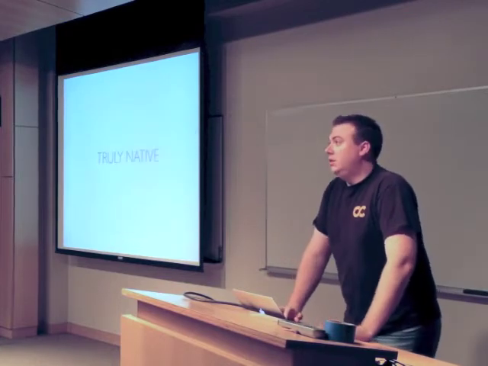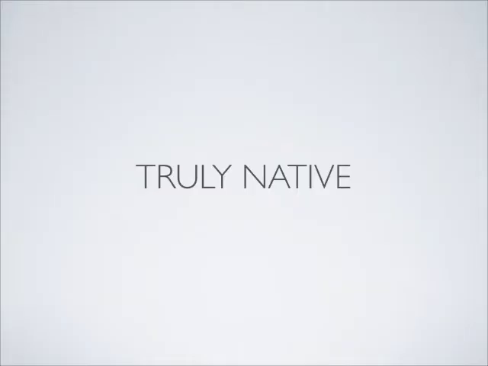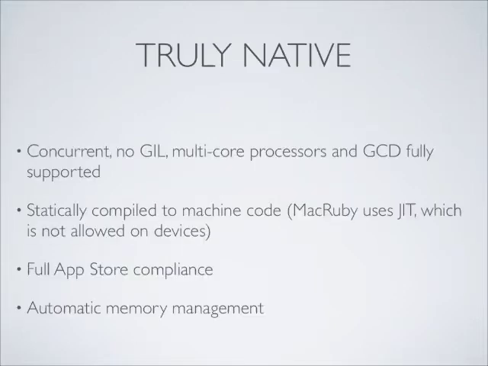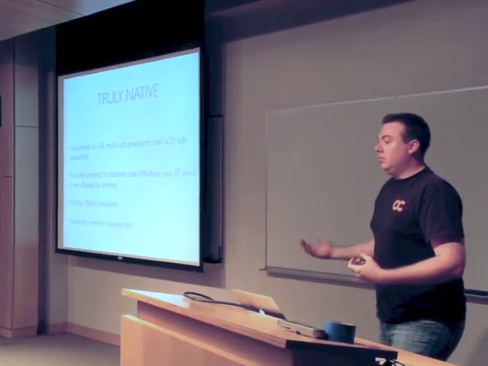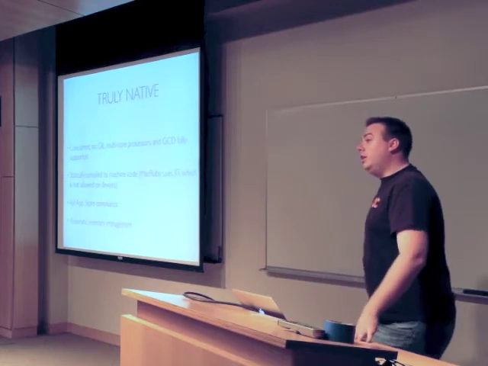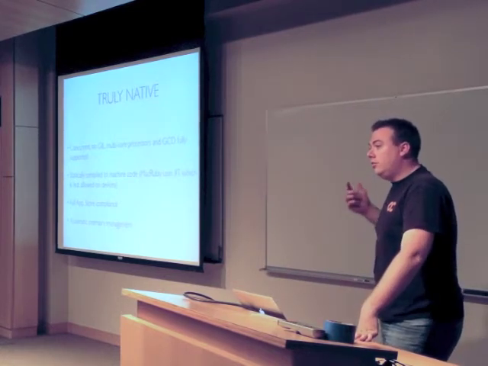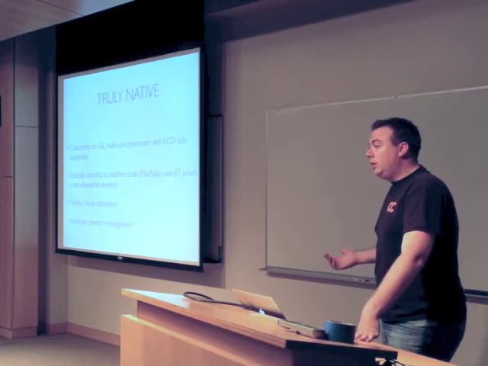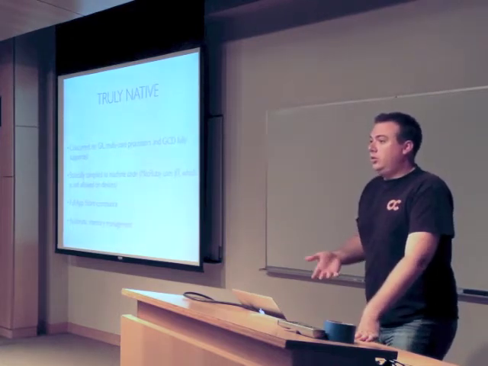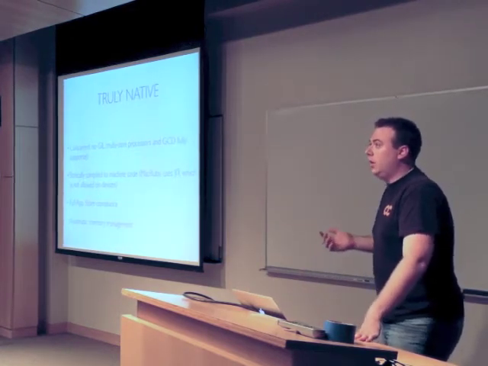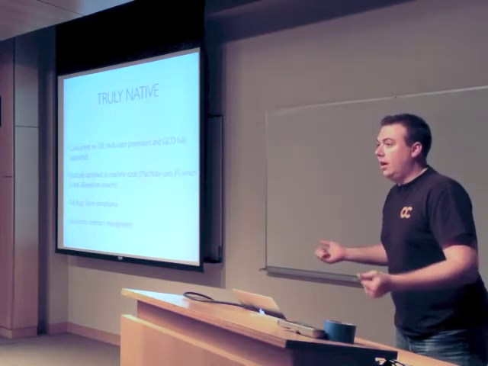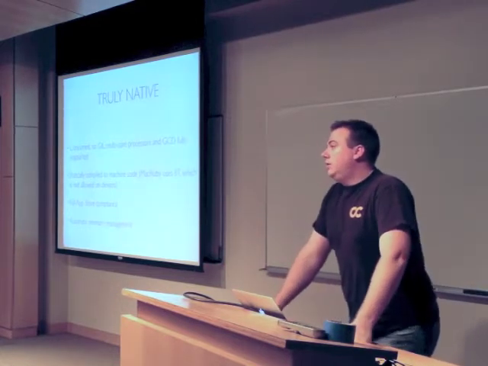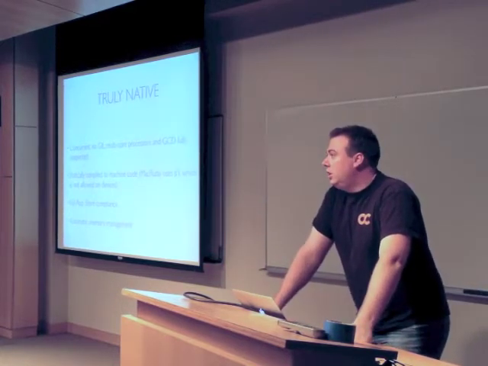With RubyMotion, it is actually truly native. You're writing Ruby code that's actually getting compiled directly into machine code on the Objective-C runtime. It's completely concurrent. There's no global interpreter lock. This is not MRI Ruby. This is similar to JRuby and Rubinius, where you can use all the processors that you have available to you. It supports Apple's Grand Central Dispatch.